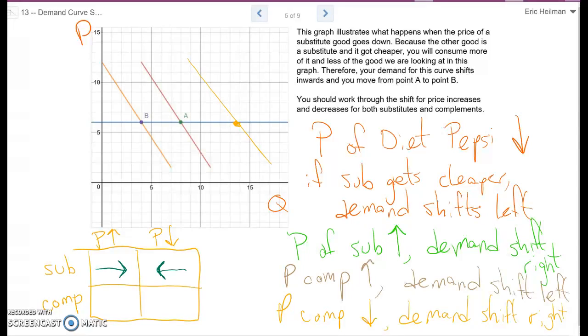For complements, if the price of a complement goes up, that means I'm going to consume less of the good whose price went up and also less Diet Coke. That's going to be the demand shift. We're going to get a rightward demand shift if the price of a complement goes down.